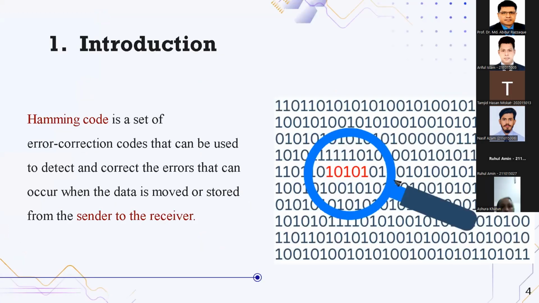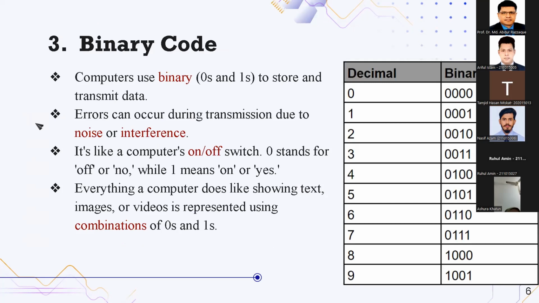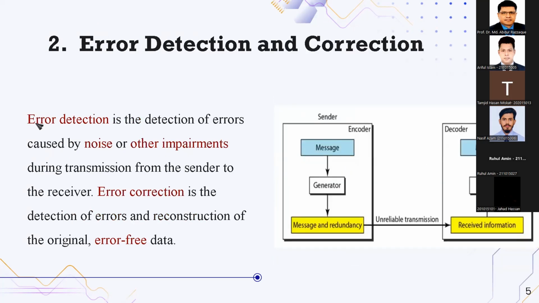So let me start with what Hamming code is. In the world of communications, keeping data safe is crucial. Mistakes can mess up any message, so it is important to fix the error. Hamming codes are a set of error correction codes that can be used to detect errors and correct them. Errors can occur when the data is sent from the sender to the receiver side. So this is the basic overview of error detection and correction.